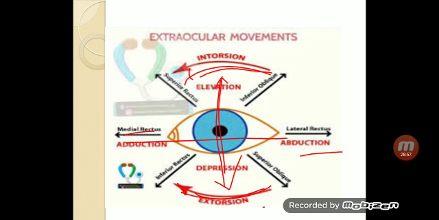Conjugate movement is a movement of both eyeballs in the same direction. The visual axis remains parallel. Disconjugate movement is the movement of both eyeballs in opposite directions. Pursuit movement is movement of the eyeball along with the object when the eyeballs are fixed on a moving object. Saccadic movement is the sudden jerky movement of the eyeball.